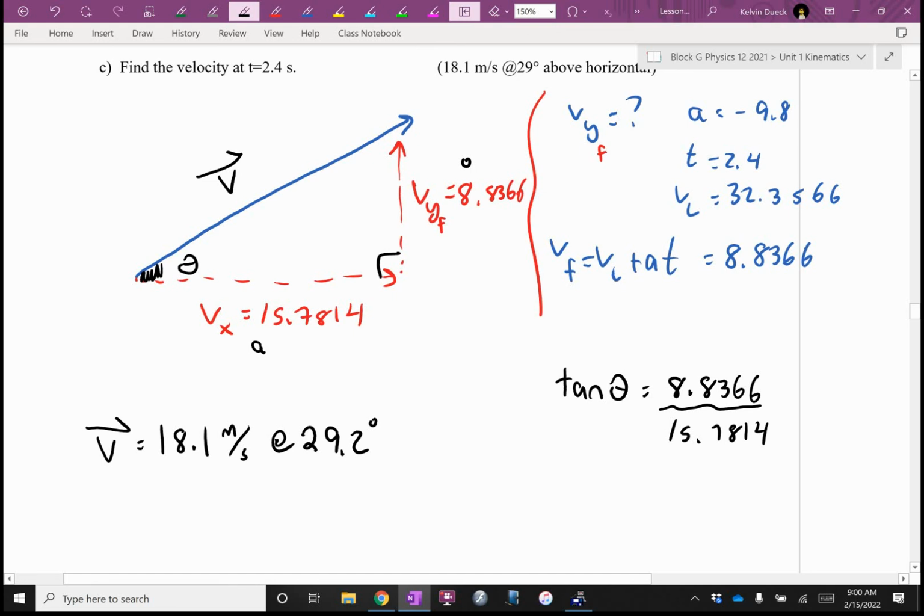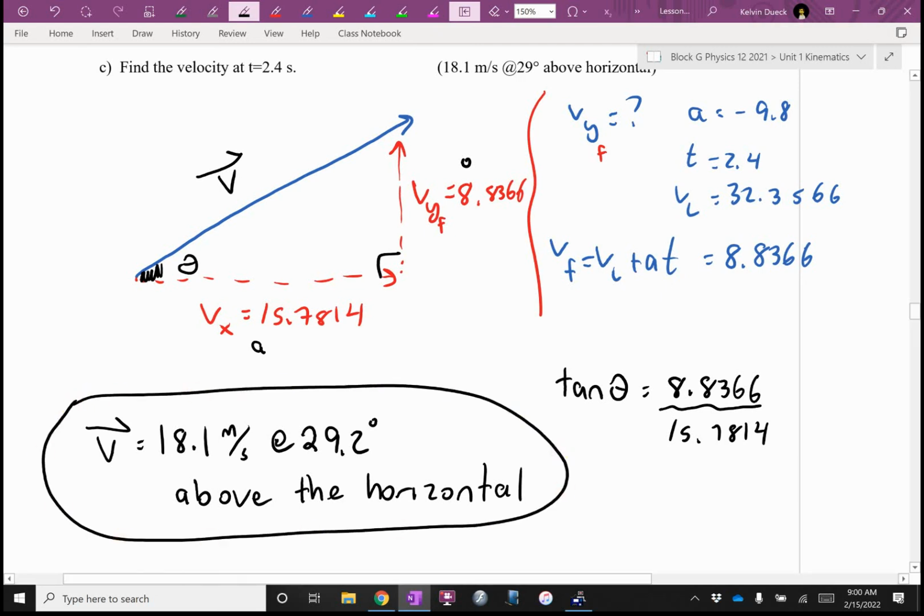29.2 degrees of what? If you said north of east, I won't mark it wrong, but I'm going to argue that up is not north. We're looking at a side view here where up the page is actually up. So the way we write this is we would say the direction is above the horizontal. If it was on the way down, we would say below the horizontal. That's a pretty advanced question.